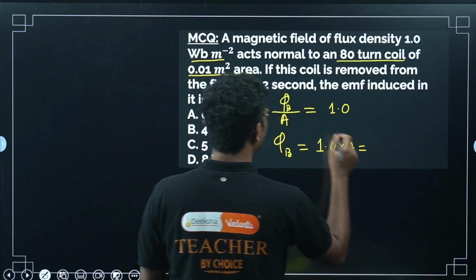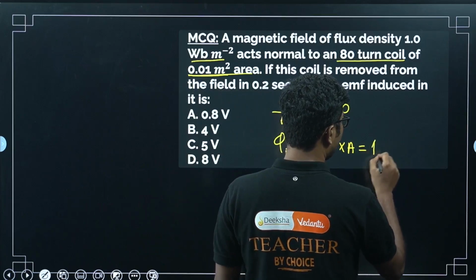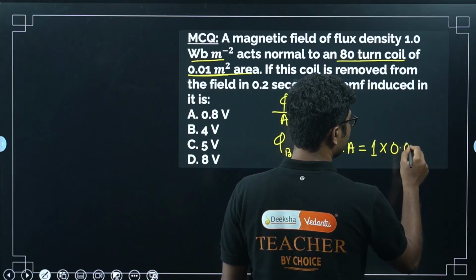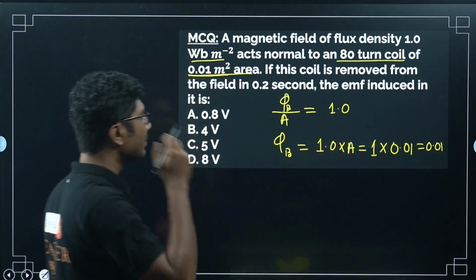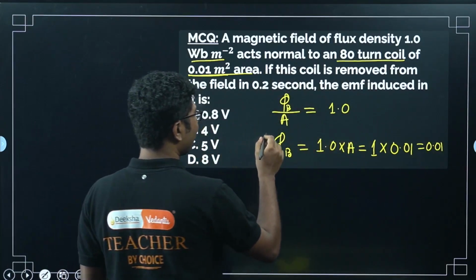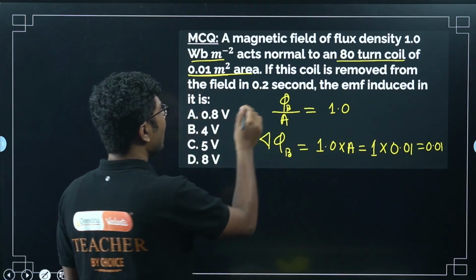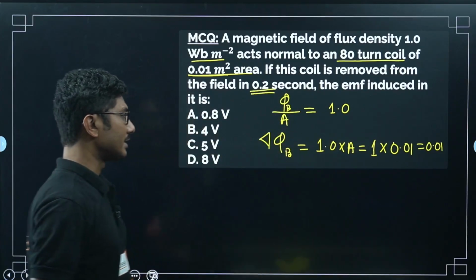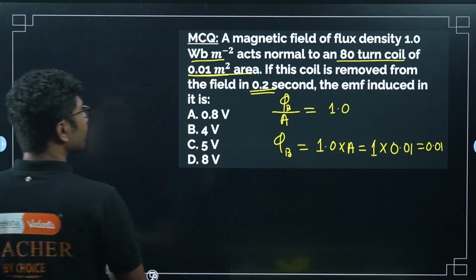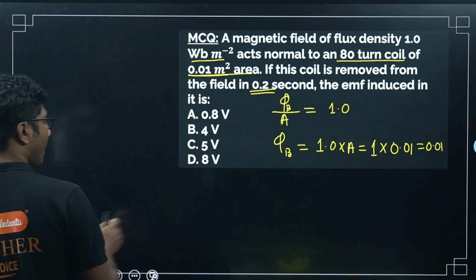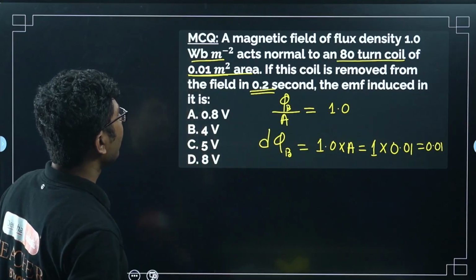Now what is the area? Area is given as 0.01. So 1 times 0.01 is 0.01. So we have calculated the flux. This is the change in flux. Now this much flux is changing in 0.2 seconds. This much flux changes, so we can write this as d phi B.